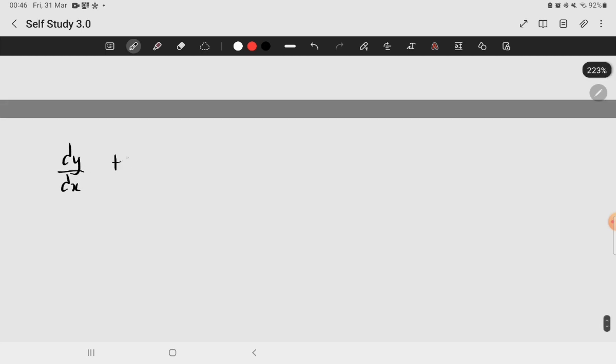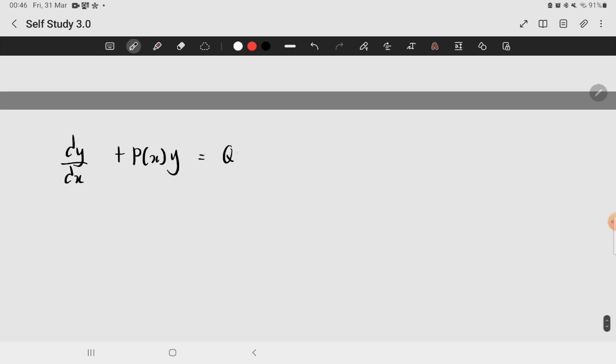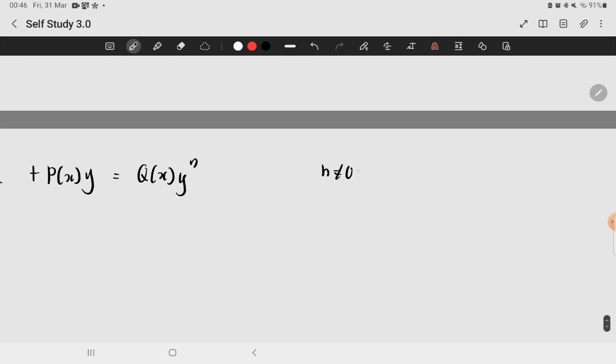So, hello everyone, and today I would like to talk about Bernoulli's equation. Now, simply, the general form of Bernoulli's equation is dy over dx plus a function in terms of x times y, which is the dependent variable in this case, is equal to q of x times y raised to the power of n. And we put the condition that n cannot be 0 and cannot be 1.